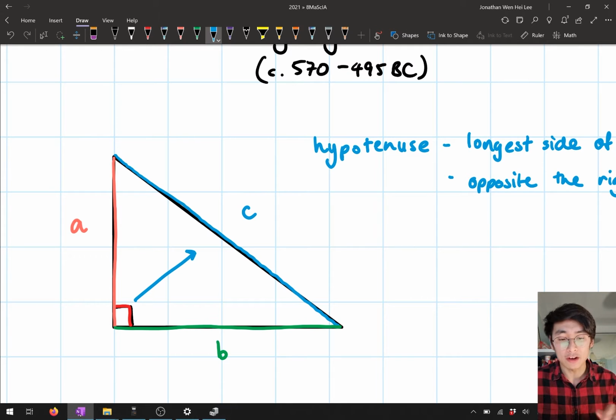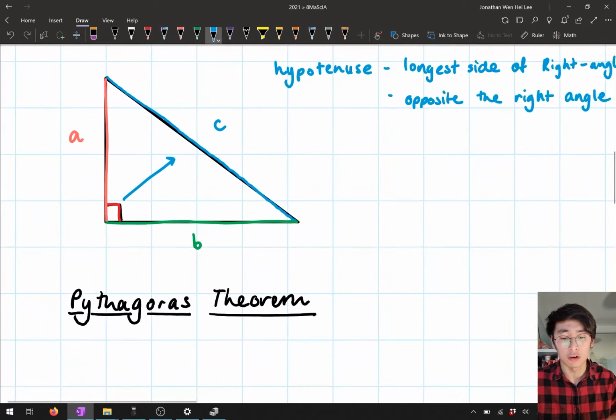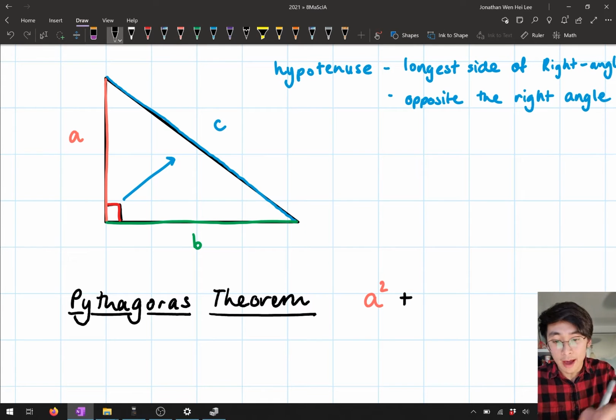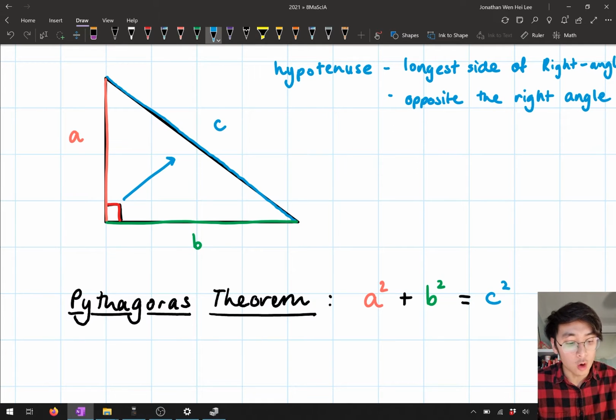The pattern that Pythagoras noticed, and this is called Pythagoras' theorem, is that if I square all three of my sides, so if I take A and I square it, so I times it by itself, and then add on top of that B squared, that is always going to equal the square of the longest side. So here, Pythagoras' theorem is A squared plus B squared is equal to C squared. And so the square of the two shorter sides of my right angle triangle is going to equal the square of the longest side of the triangle.